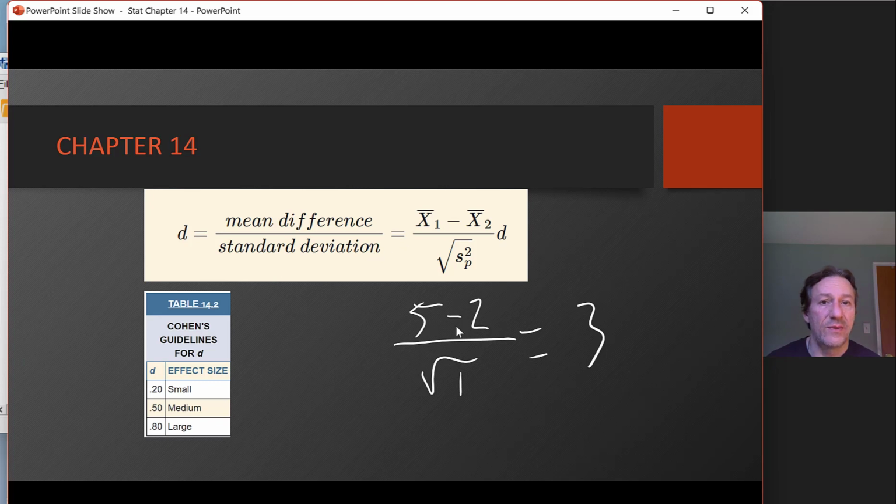We had a 5 and we had a 2, and it's divided by the pooled standard deviation of 1 square root, so it gives us a 3, which is huge. If 0.8 is large and we get a 3, that's really big.